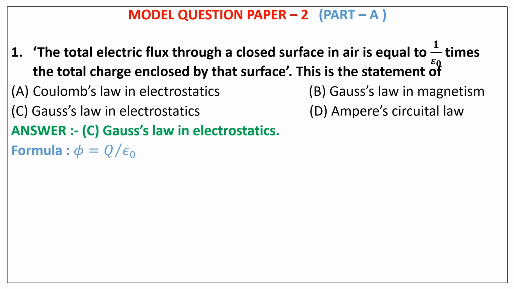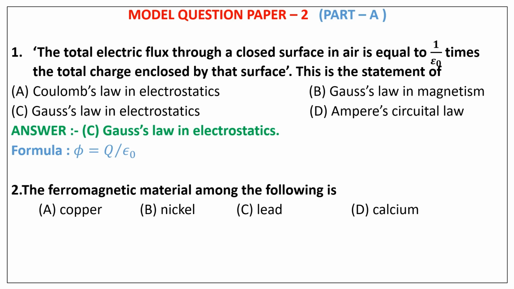Gauss's law in electrostatics. Formula: phi is equal to Q by epsilon naught, where phi is electric flux, Q is total charge enclosed on surface, epsilon naught is permittivity of free space.